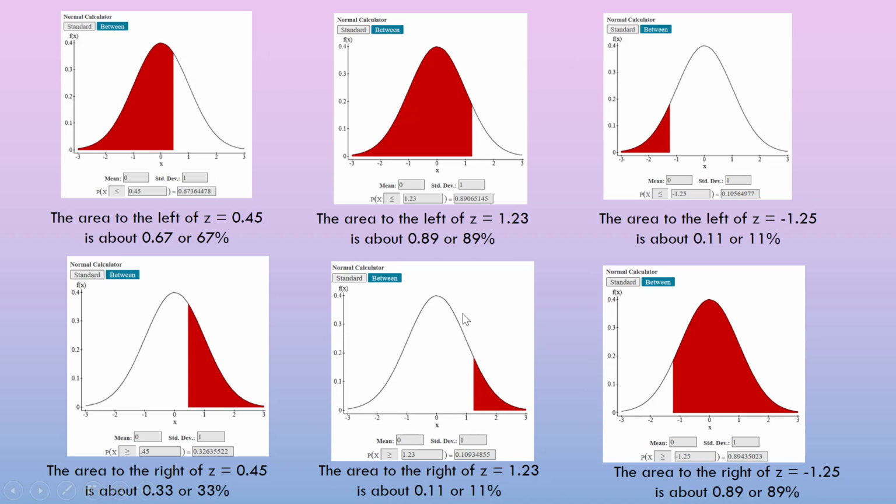On this screen, I've arranged the answers to the first three questions above and the answers to the second set of three questions below. So let's look at these two areas here. Notice that the z-score is the same, 0.45 and 0.45. The only difference between the graphs is that the top one is showing us the area to the left of z equals 0.45, and this graph is showing us the area to the right of 0.45. What happens when we add 67% and 33%?